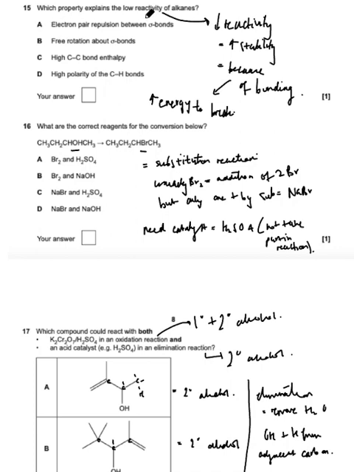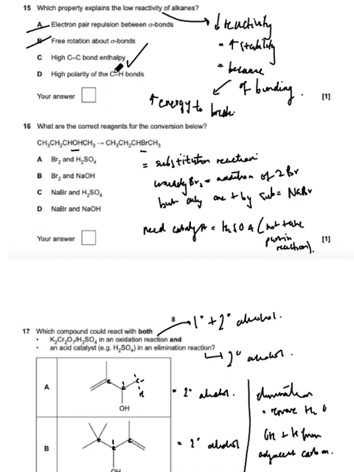And so A is wrong. Free rotation about the sigma bonds, yes, but that does not have an effect on reactivity. It would if you had a double bond, and that wouldn't be with sigma bonds, and that would be in alkenes. High carbon-to-carbon bond enthalpy, well, yes, because bond enthalpy is the energy needed to break the bonds, and if they're stable, that means they'll have low reactivity, and so C is the correct answer.